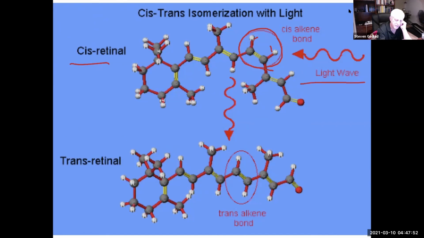When light activates it, it goes to the trans position, which means the hydrogens go to opposite sides of the double bond, and the carbons are on opposite sides of the bond. That changes its shape. Look at the difference in shape. The rhodopsin gets kicked off of it because it doesn't hold it anymore. That causes an influx of ions, which causes you to see your visual image. Basically, it's the cis and trans rotation of the retinal.